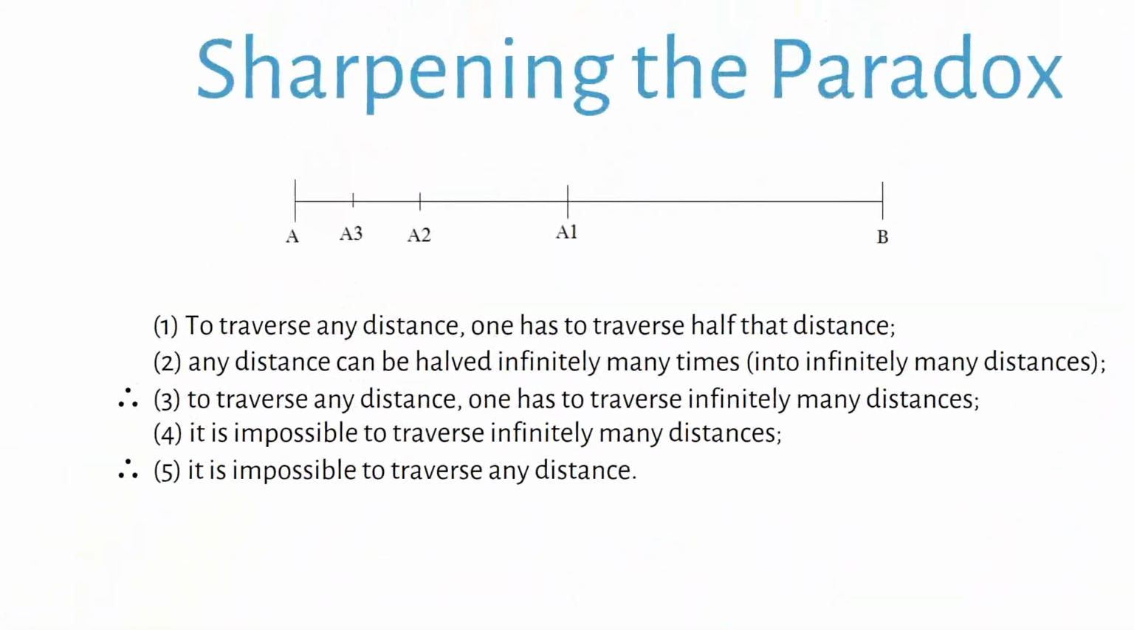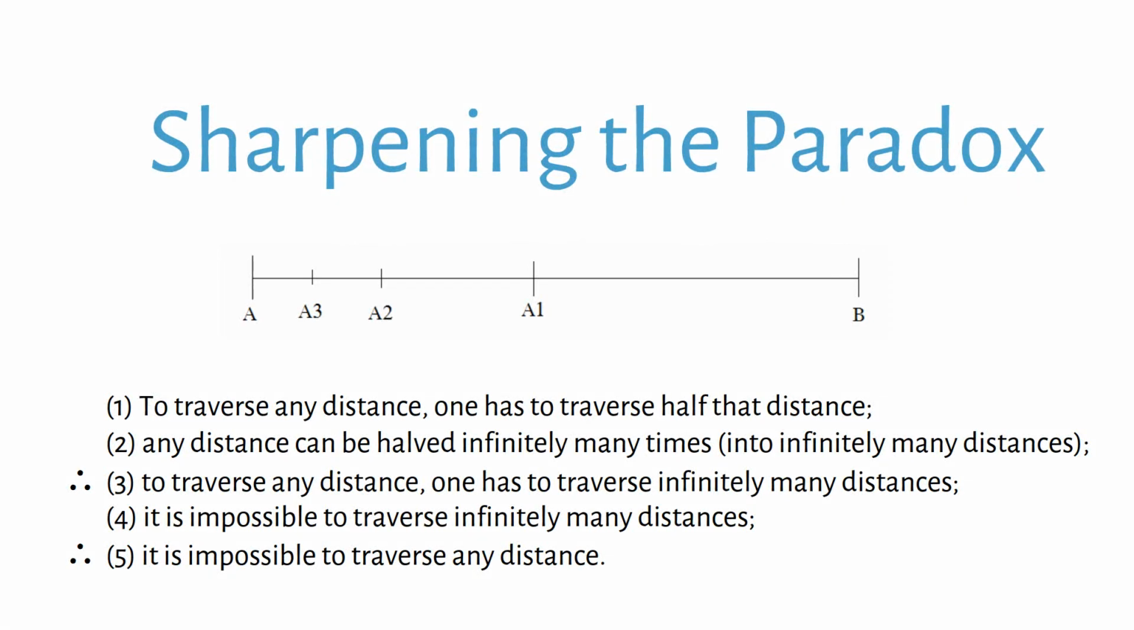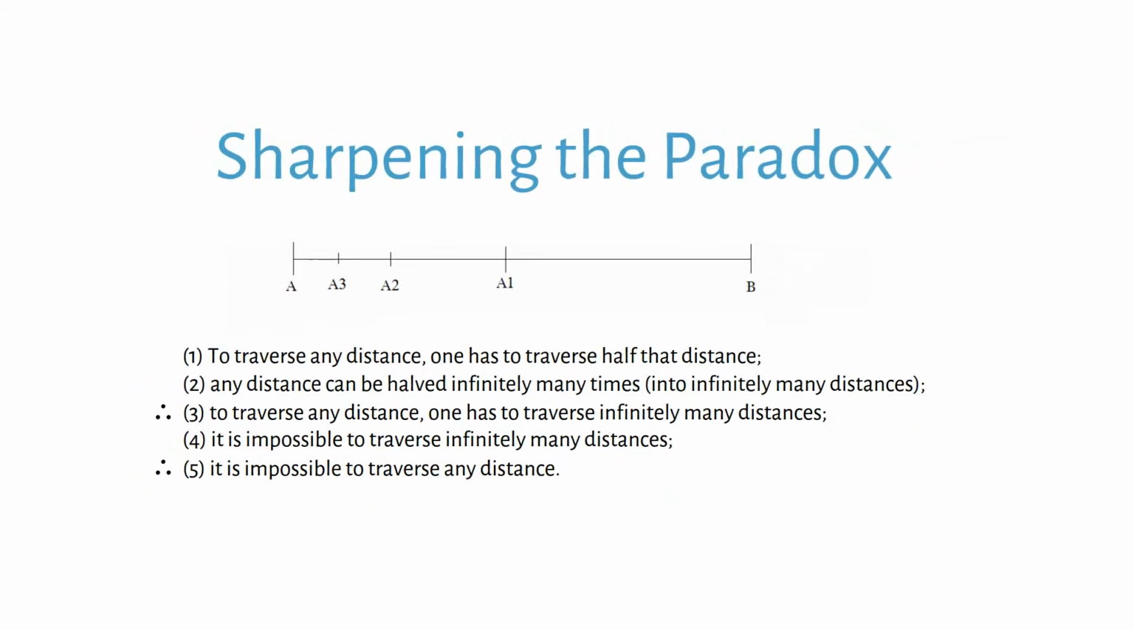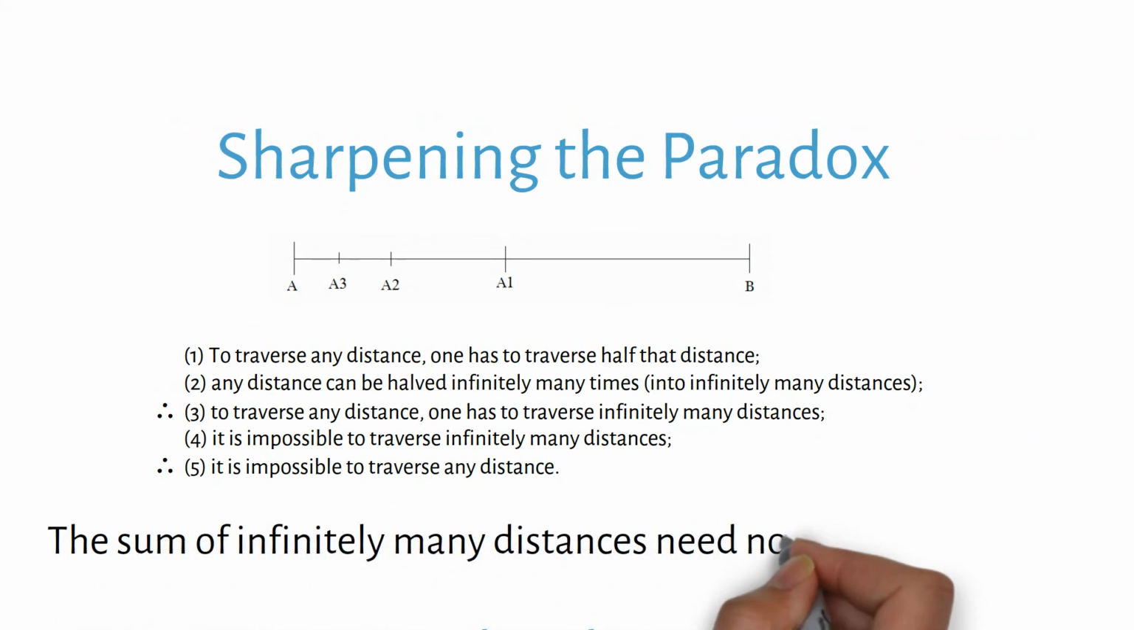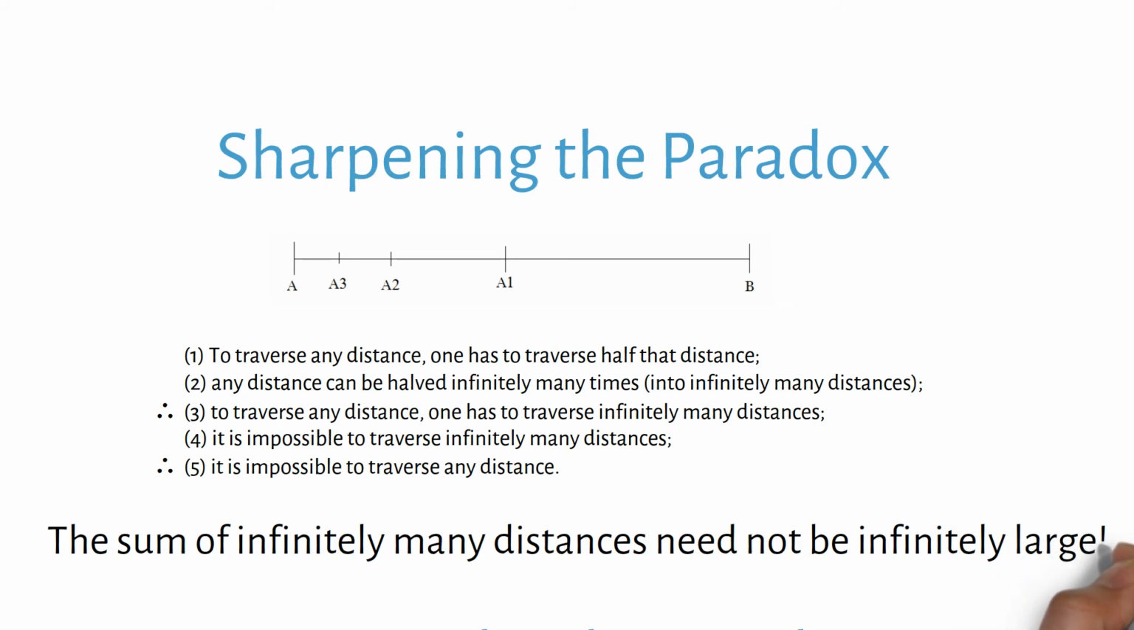So to sum up, 4 claims that it is impossible to traverse infinitely many distances, but that doesn't seem to be true. It is impossible to traverse an infinitely large distance. However, the sum of infinitely many distances need not itself be infinitely large. If we reject 4, then we don't have to accept the conclusion of the argument, and it seems we've defused the paradox.